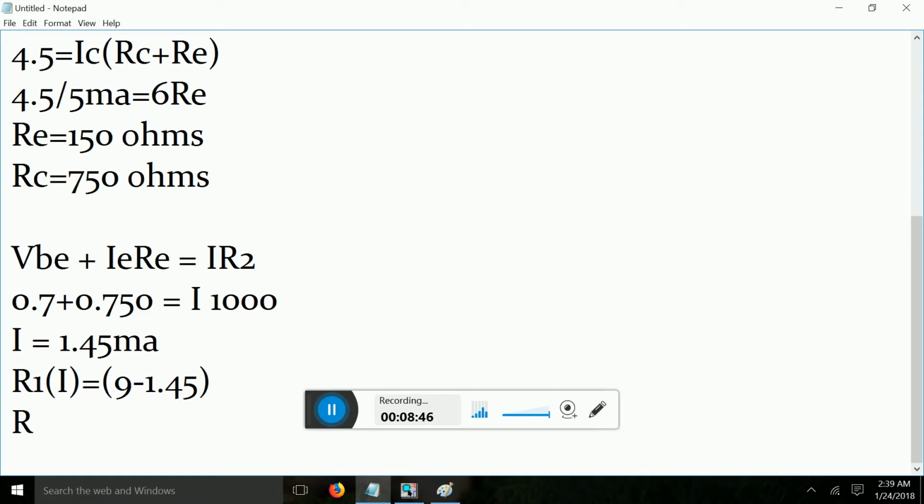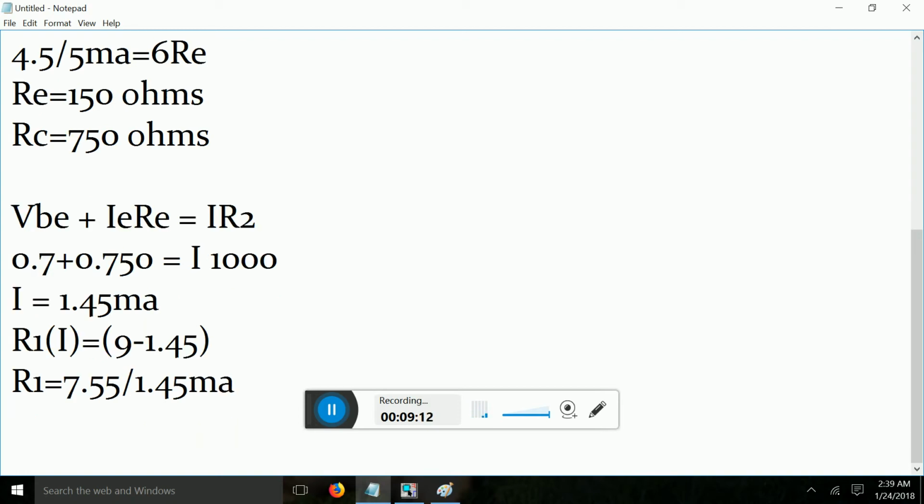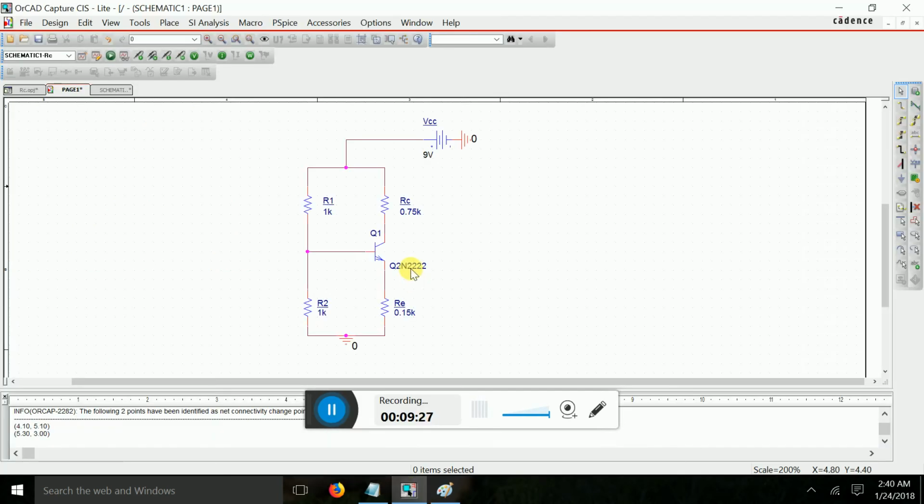We know the value of I also. So 9 minus 1.45 means it is 7.55, and it will be divided by 1.45 milliamps. So R1 equals 5207 ohms. Let me put this value, 5.